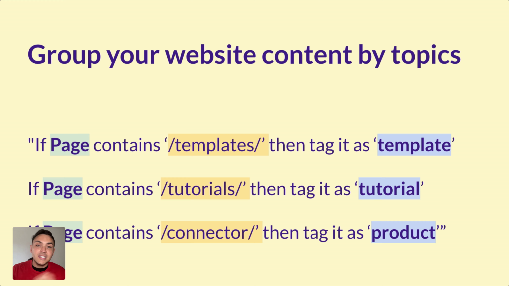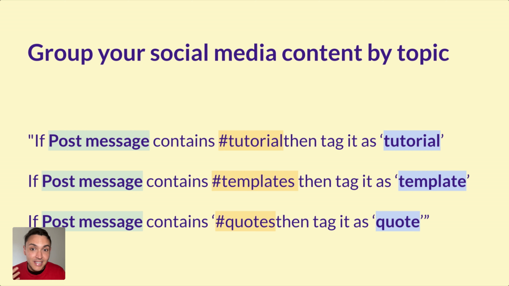And another example for grouping the data on our website is this. If our website page URL contains templates, then tag it as template. If the page contains tutorials, then tag it as tutorials. If the page contains connectors, then tag it as connector. This way, at Potter, we group our content and we can see what topics or content categories are performing the best in terms of generating traffic to our website. And this is actual data.